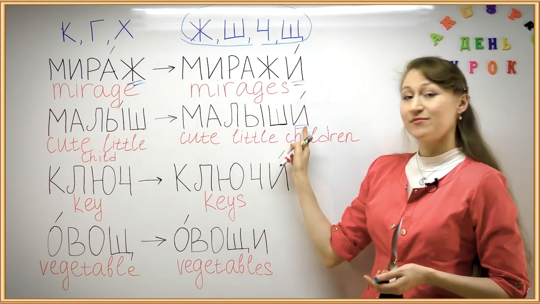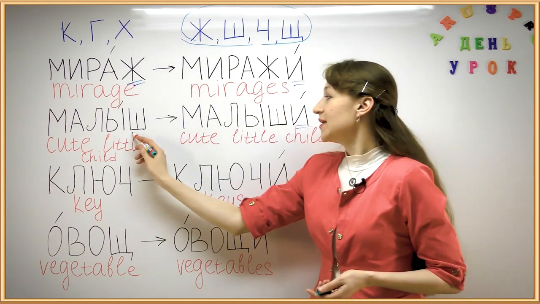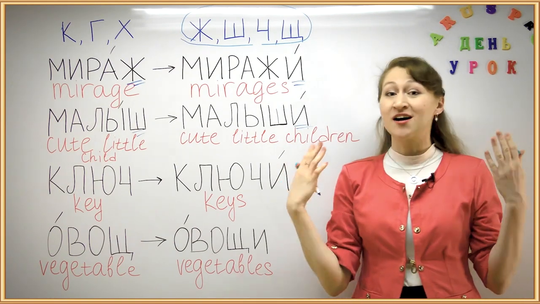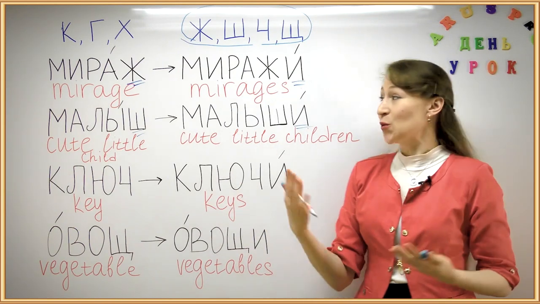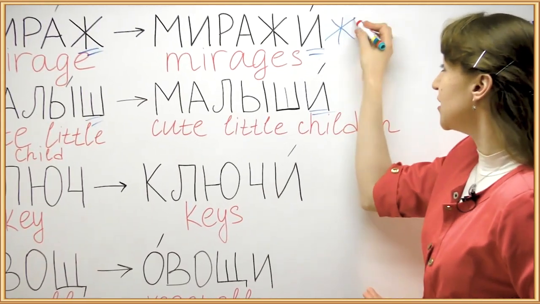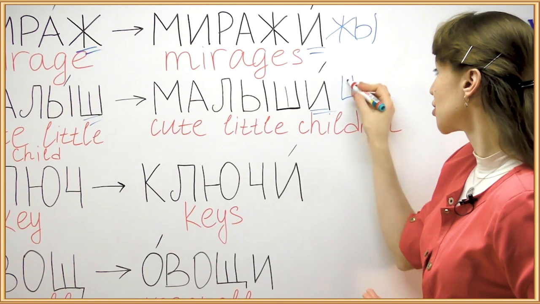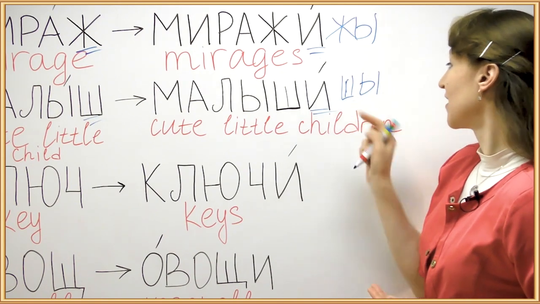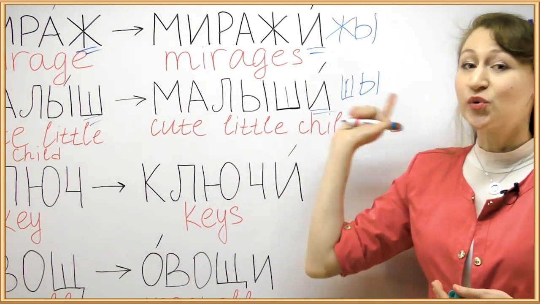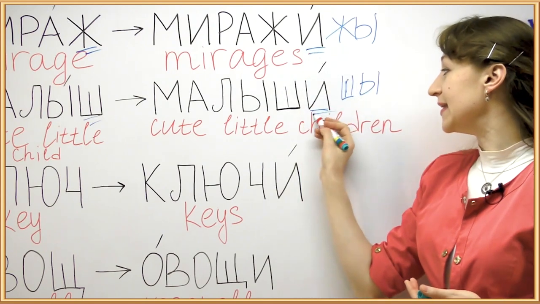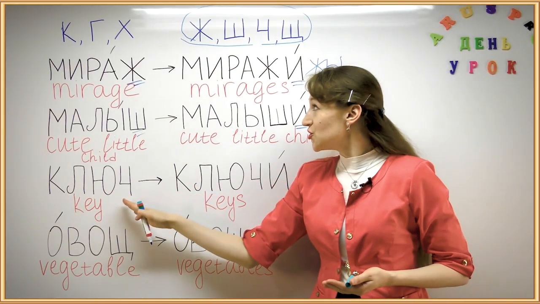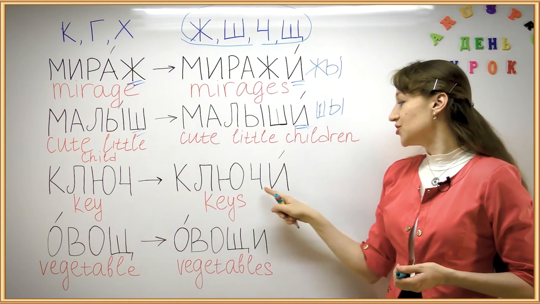We write и here and here, but these two consonants are always hard. They just were born hard and it's their nature. So we will still pronounce them hard, as if you were saying Ж with an Ы and Ш with an Ы. So миражи, малыши. But we will not write Ы, we will write И. That's how these letters are. Next, ключ. Ч. Ключ, ключи.